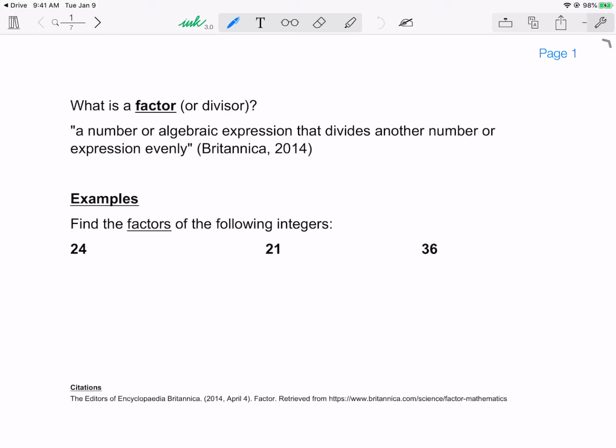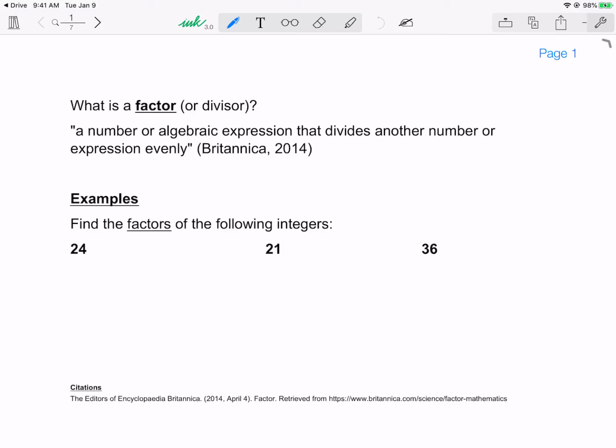Hello everyone, it's Mr. Spinelli, and today I'm going to go over how to find the greatest common factor, also known as a GCF. First, I'm going to talk about what a factor is, which is another word for divisor. My favorite definition I found online was from Encyclopedia Britannica: a number or algebraic expression that divides another number or expression evenly. That means there's no remainder whatsoever.